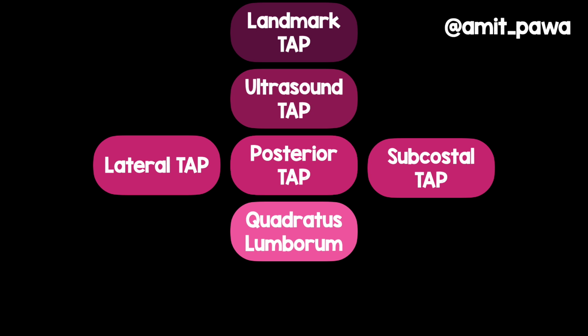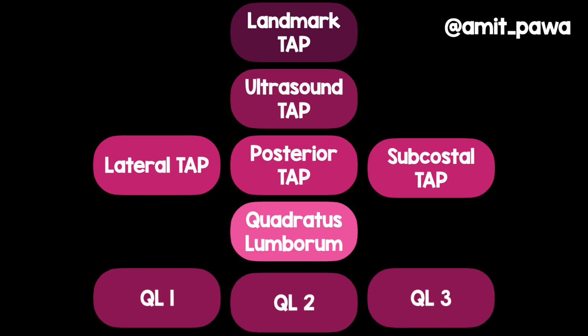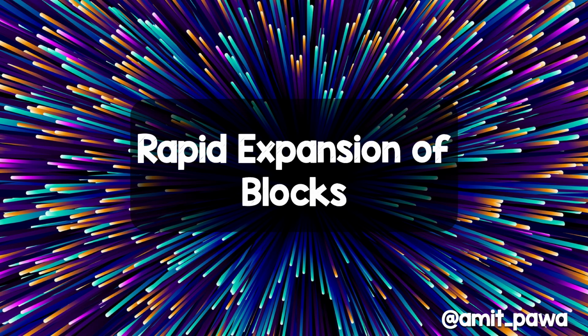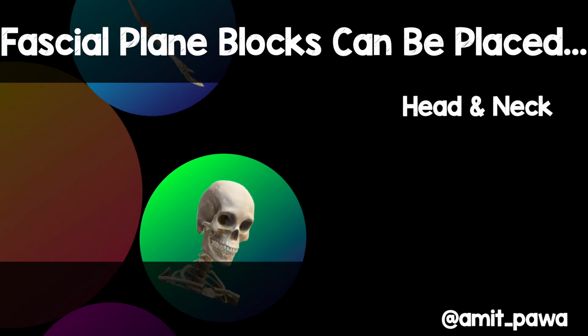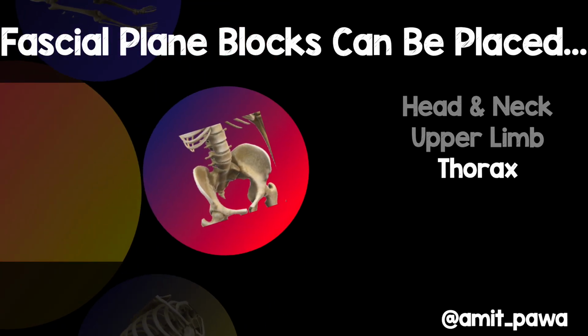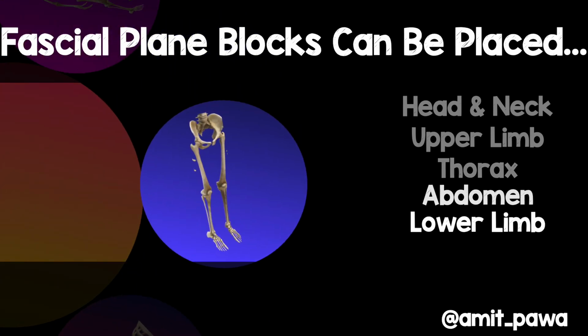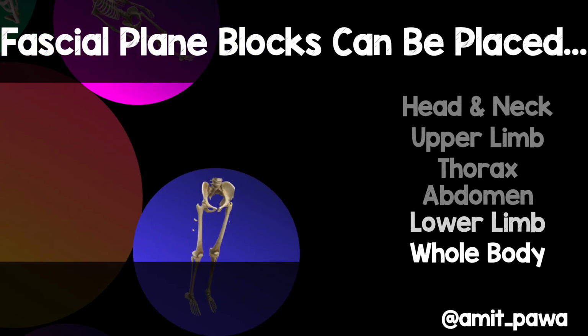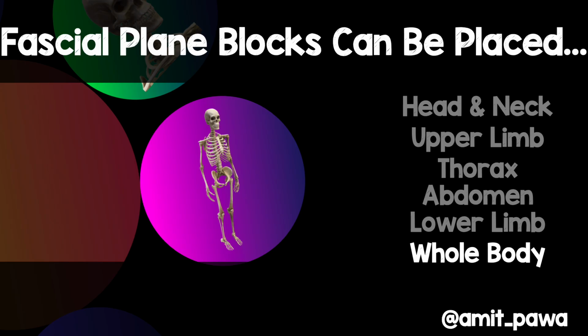But as you know, people have made it even more complicated by talking about the QL1, QL2 and QL3 blocks, either the lateral, the posterior and the anterior QL block. So this is all getting a bit confusing, and there was a rapid expansion of fascial plane blocks shortly after that. So we now know that fascial plane blocks can be performed in the head and neck, the upper limb, the thorax, and also the abdomen, as well as the lower limb. So in fact, fascial plane blocks can be performed around the whole body.